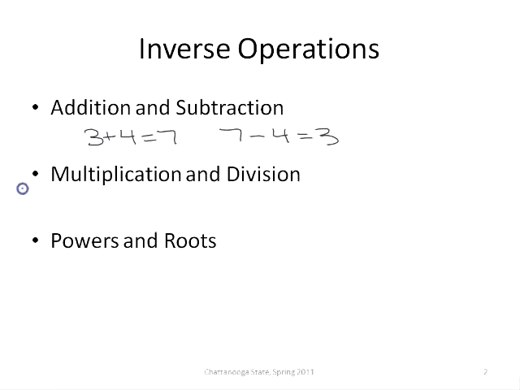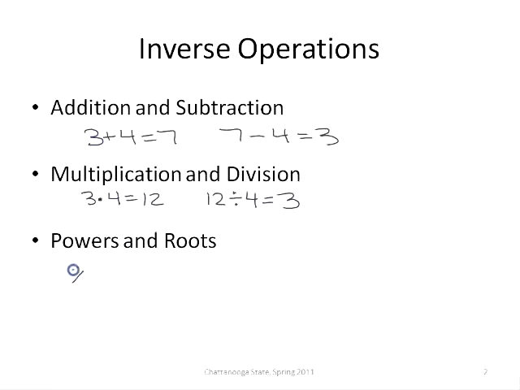Multiplication and division are inverses of each other. If I take 3 times 4, it gives me 12. But then if I turn around and take that 12 and divide it by 4, it takes me back to 3. Powers and roots are also inverse operations of each other.